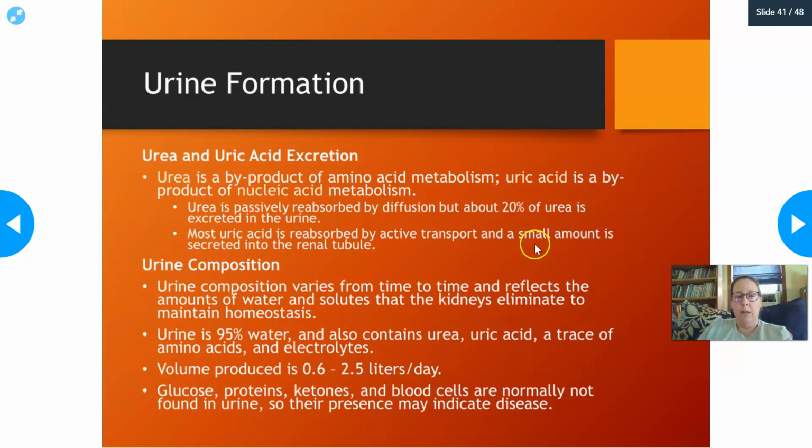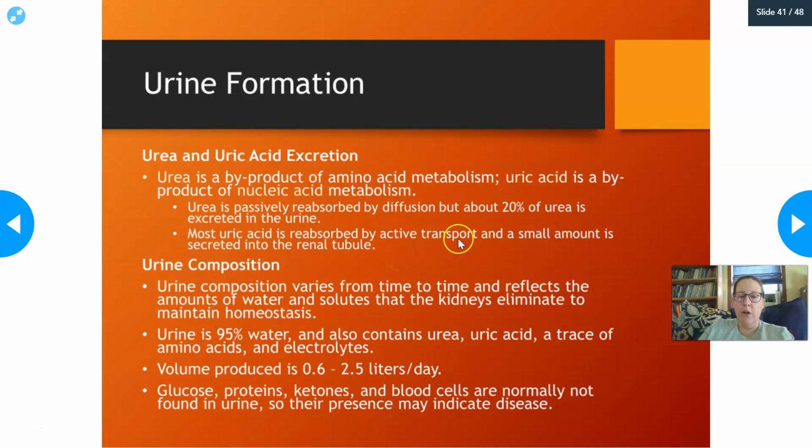Okay, so let's talk about urea and uric acid excretion. Urea is a byproduct of amino acid metabolism. If you remember, amino acids are from proteins. So basically urea is a byproduct of protein metabolism, if you will. And then uric acid is a byproduct or waste product of nucleic acid metabolism. Nucleic acids are DNA and RNA, right? So urea is going to be passively reabsorbed by diffusion, but about 20% of urea will be excreted into urine. And then most of the uric acid is reabsorbed by active transport, and a small amount is secreted into the renal tubule and then, of course, into the urine.